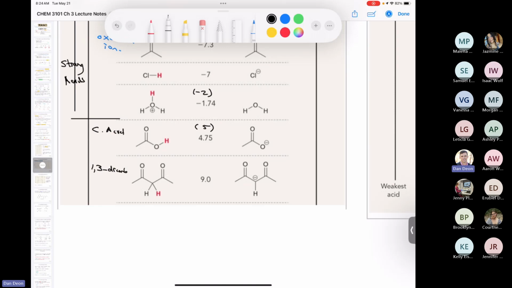1,3-dicarbonyl. We don't see this a lot in this class. You need to know that it's 9. But you see it a lot more in organic chemistry too. And you should be able to draw all the resonance forms of this.